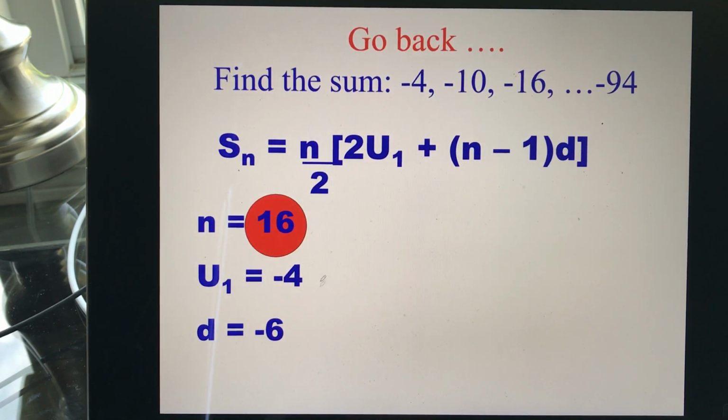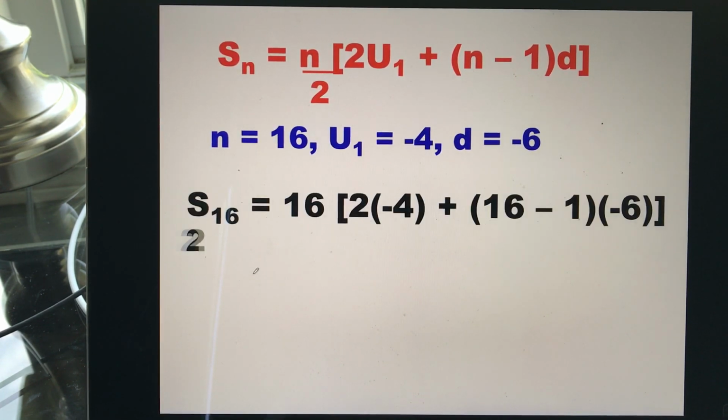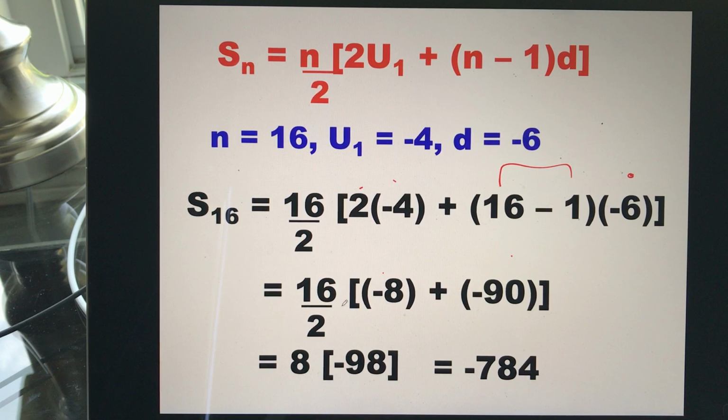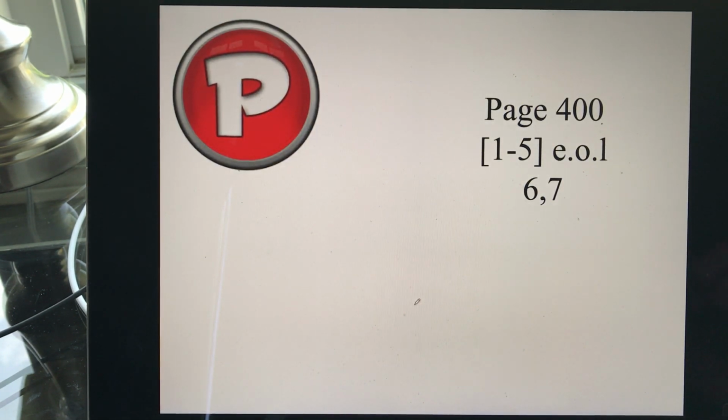So then I can go back now and actually figure out my sum, because now I know what n is, 16. I plug it all in, and again, it's order of operations here. 16 minus 1 is 15, times -6 is there. 2 times -4 is -8. I plug everything in, and I get a sum of -784. That's good. Take a look at page 400.